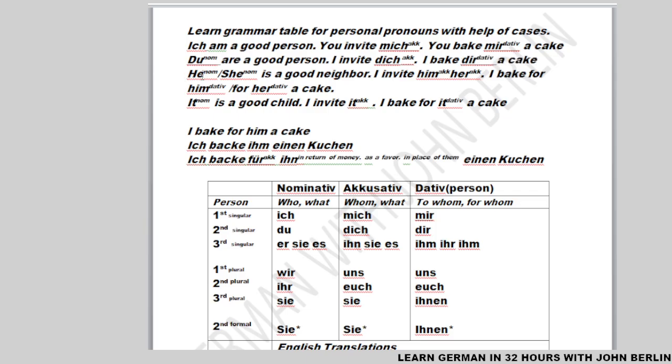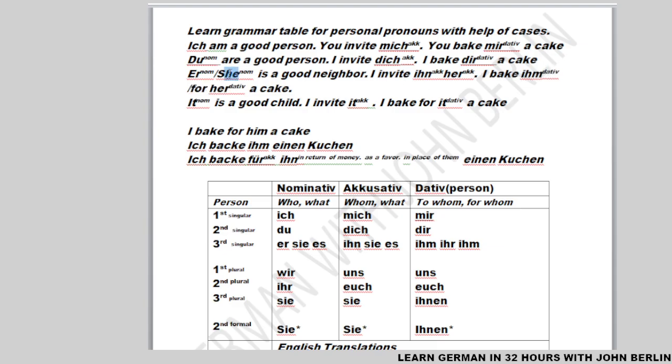Now moving forward. What is he? As you can see, it is er. So let's write er. What is him? Yes, can you find out? It's ihn, right? I bake for him a cake. What is for him? Can you look at the table and tell me? It is ihm. Perfect. So ich bake ihm einen Kuchen.